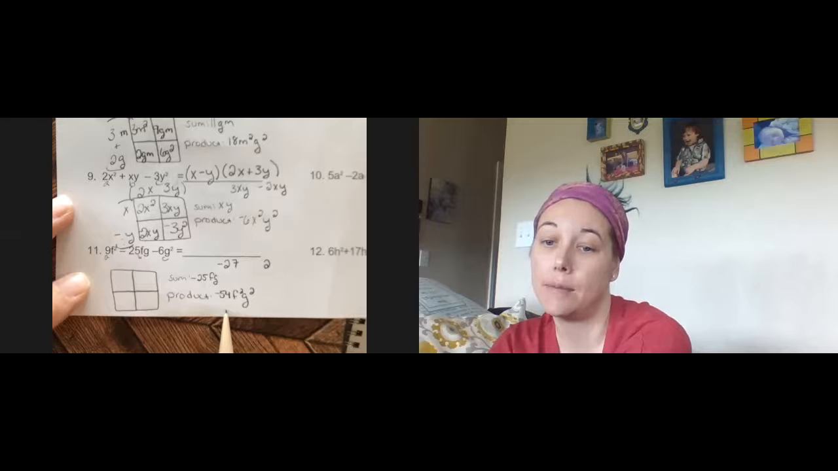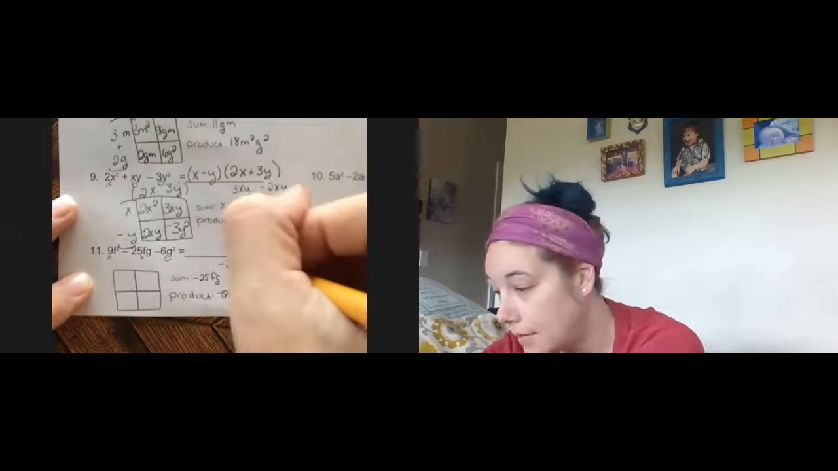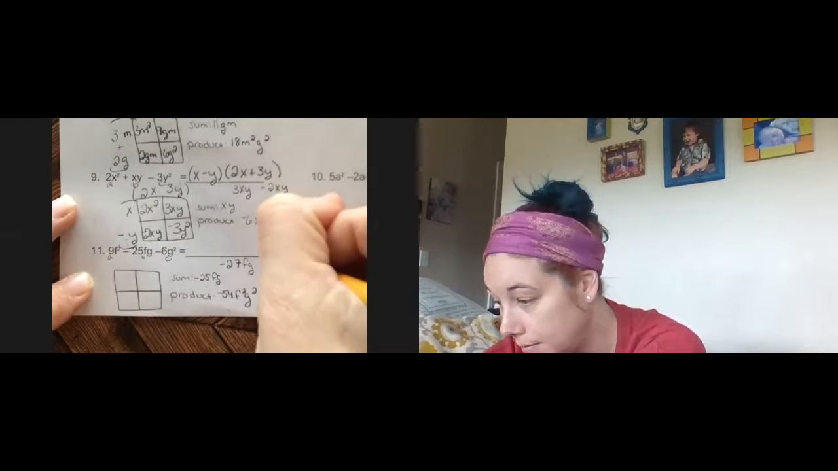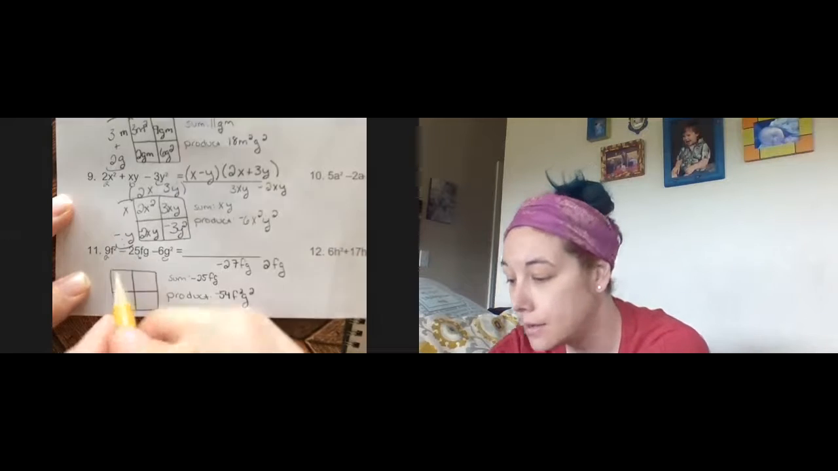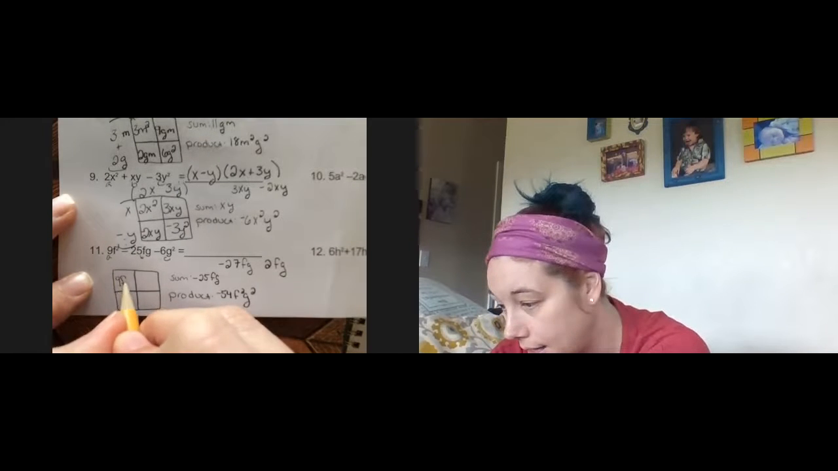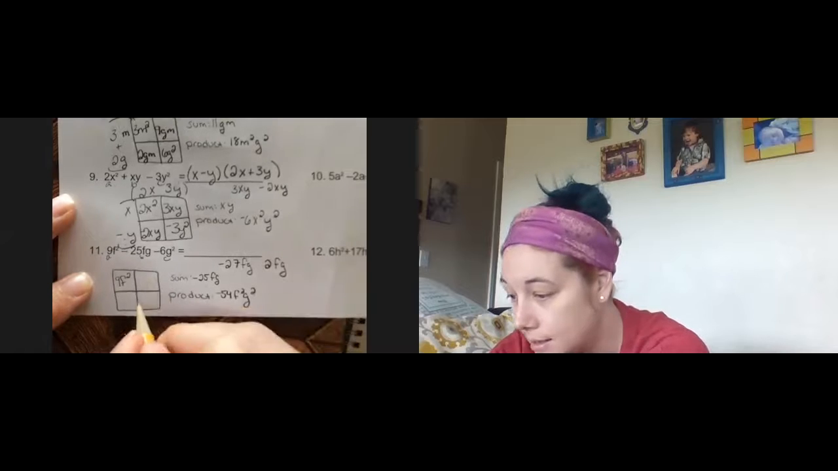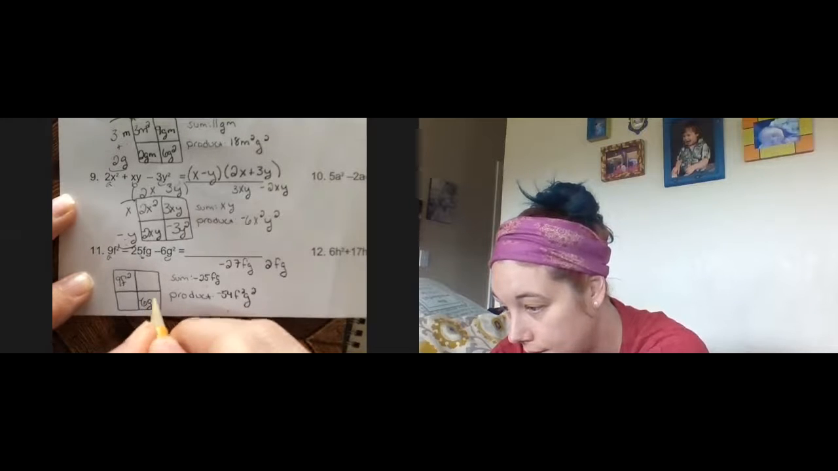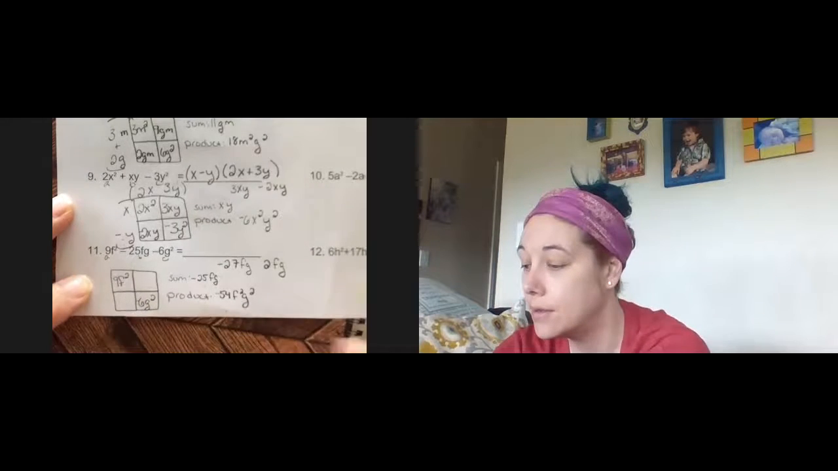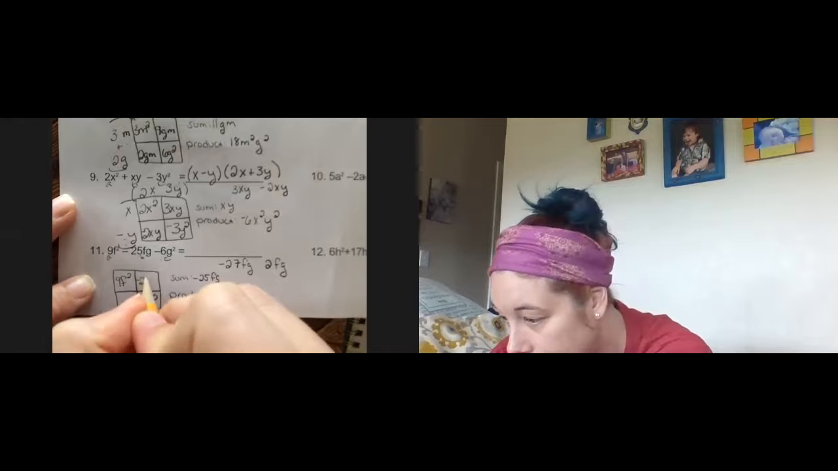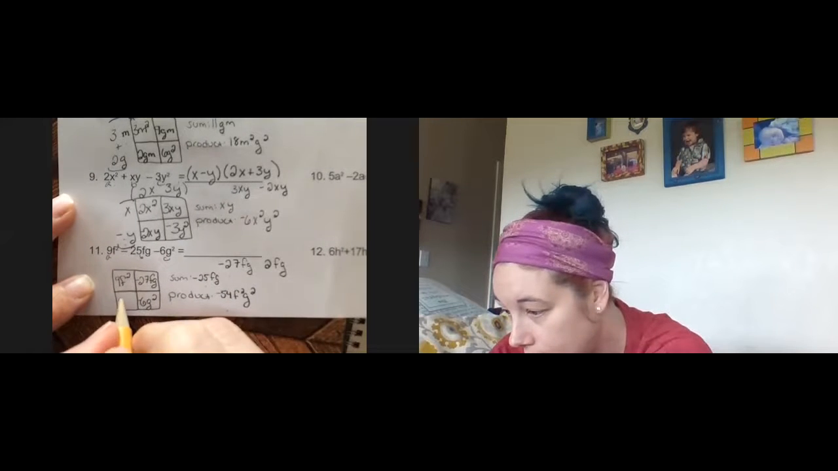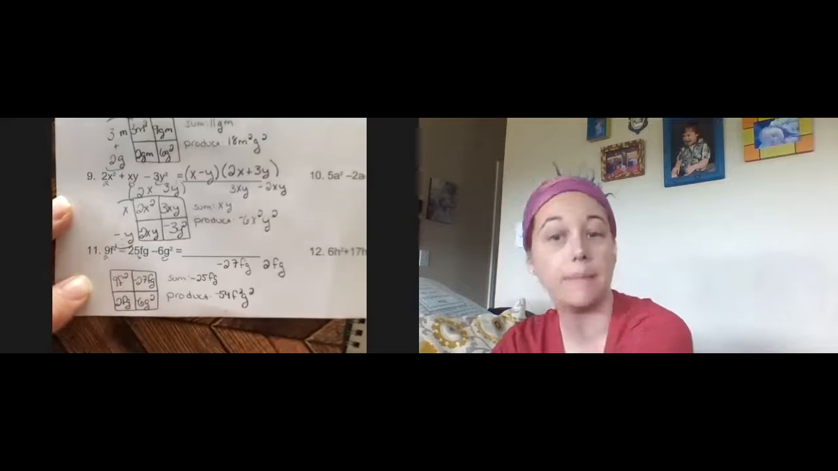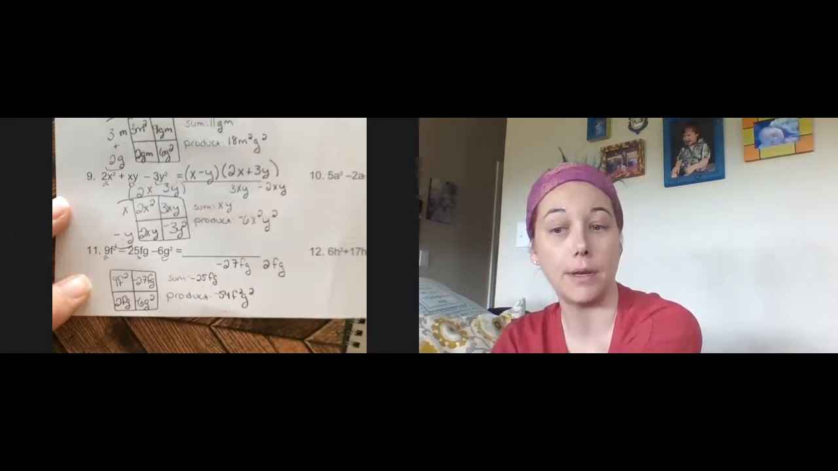Now I just need to spread out my variables. F and G go to each one. Great, let's fill out the box. First spot goes A, 9f squared. Then my factors go here, negative 27fg and 2fg.